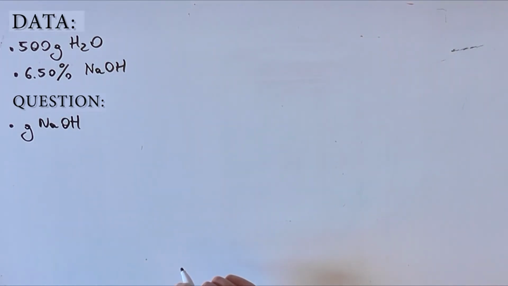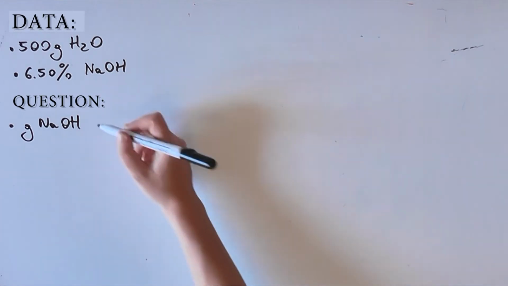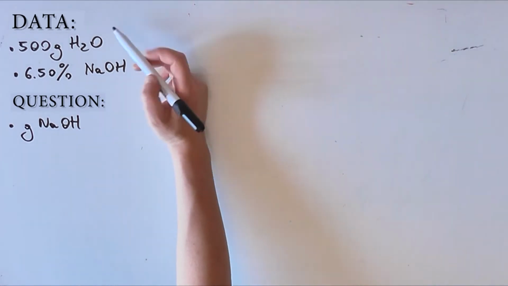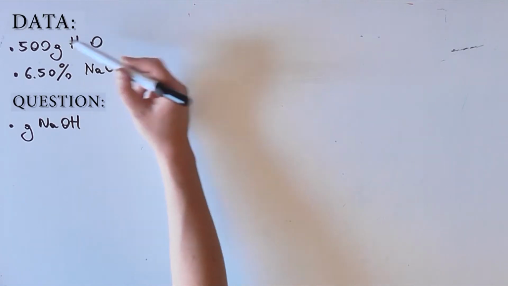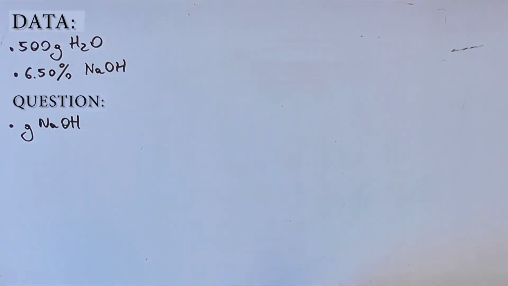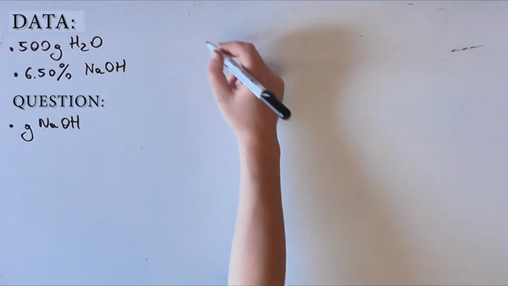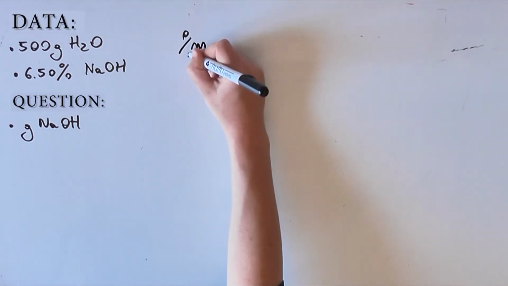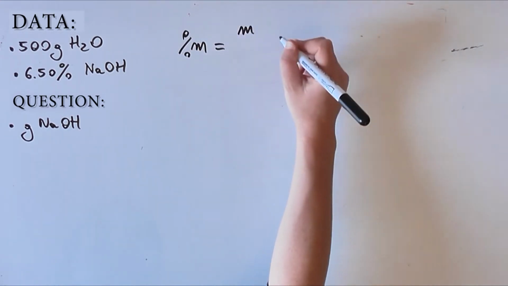Again, this can be a problem you have to solve in the lab. For instance, you are asked in the lab to prepare a solution with 500 grams of water, and the solution should be 6.5% by mass of sodium hydroxide. So how do you do that? You need to know how many grams of sodium hydroxide to use. The problem is giving us the grams of water, which is 500 grams. So let's write again the formula, even if it's annoying.